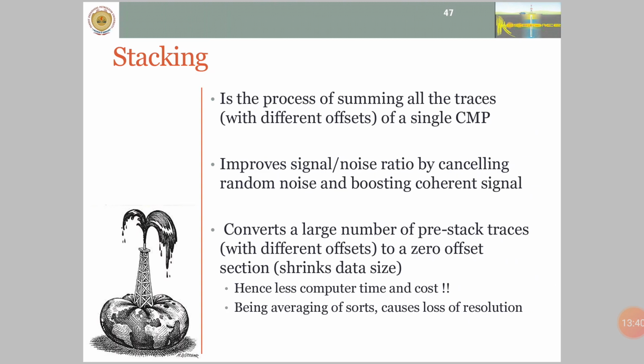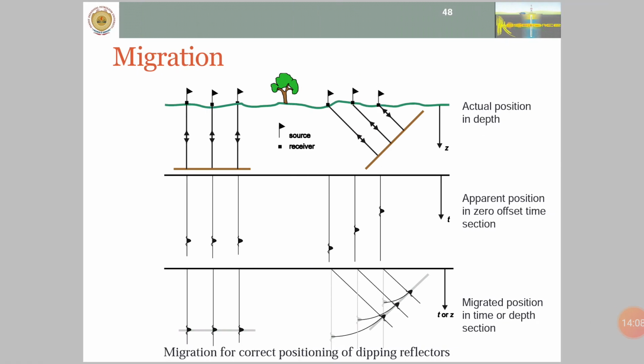The next step is stacking. Stacking is the process of summing all the traces with different offsets of a single CMP, that is common midpoint. It improves signal to noise ratio by cancelling random noise and boosting coherent signal, converts a large number of pre-stacked traces with different offsets to a zero offset section, and shrinks data size. It needs less computer time and cost, but being averaging of sorts, it causes loss of resolution.